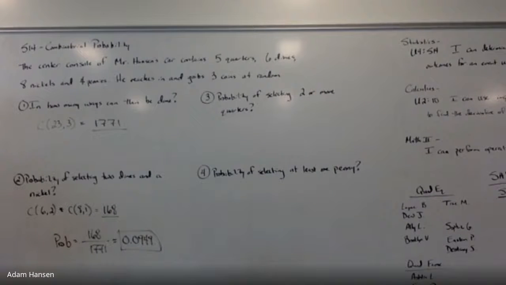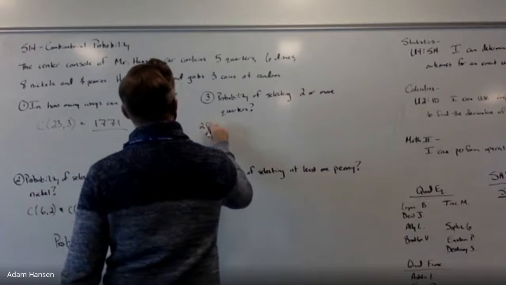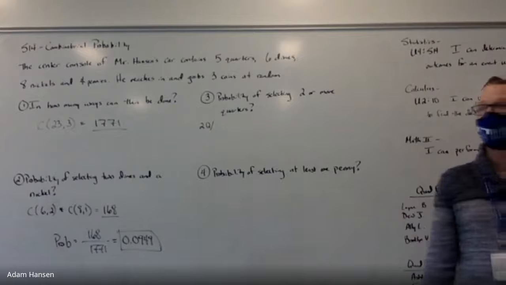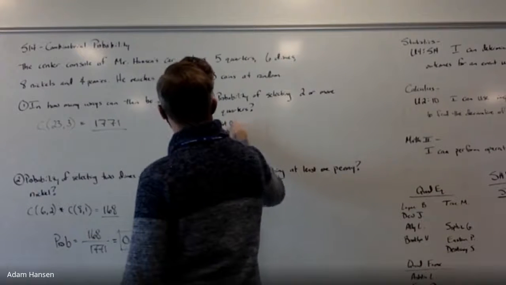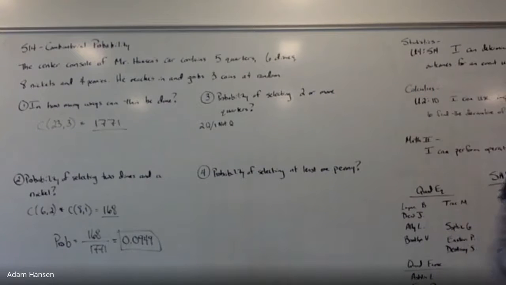Moving on, some other different types of scenarios. What's the chance that my 3 coins, anybody need lunch? Okay. What's the chance that my 3 coins contain 2 or more quarters? So I need 3 coins, 2 of them are quarters, the other one was what? Not a quarter, right? So 1 not a quarter. How many ways can this happen, where I have 2 quarters and something else?